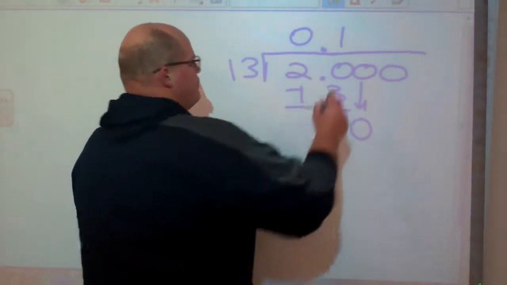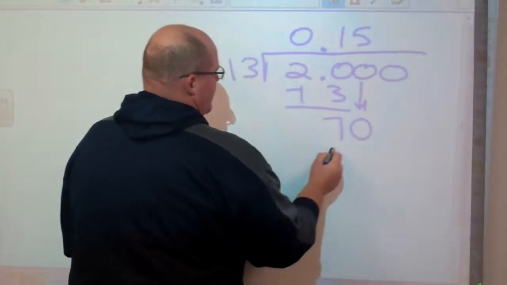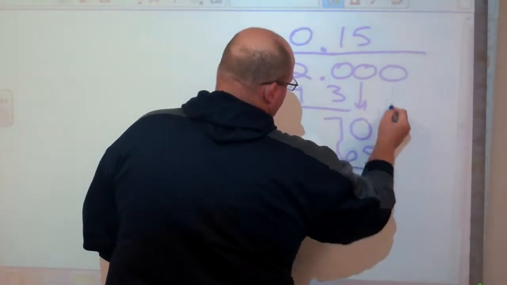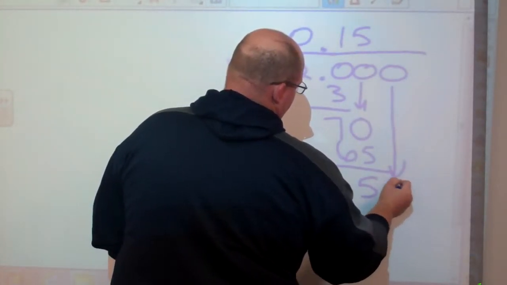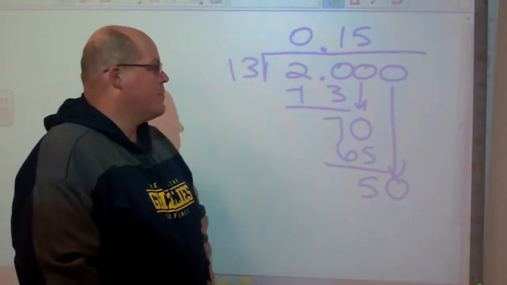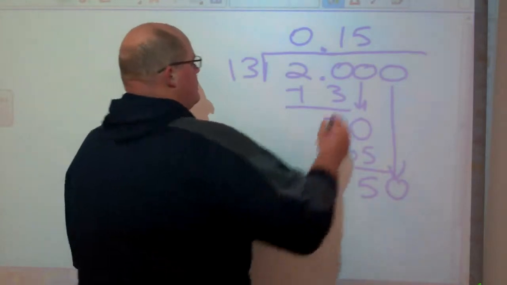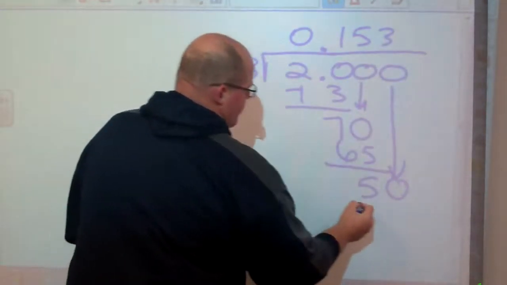How many times does 13 go into 70? 5. 5 times 13 is 65. Bring down my 0. How many times does 13 go into 50? 3. 3 times 13 is 39.